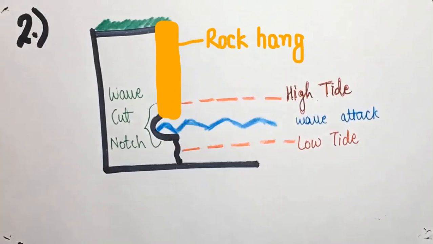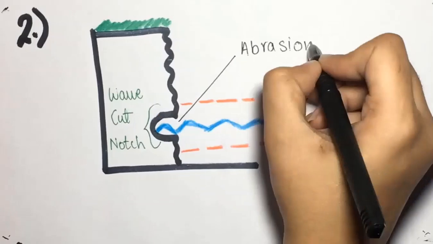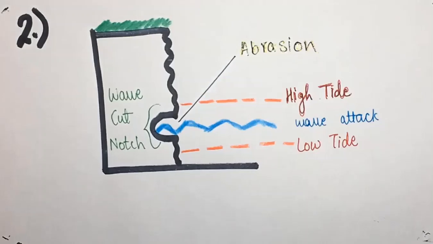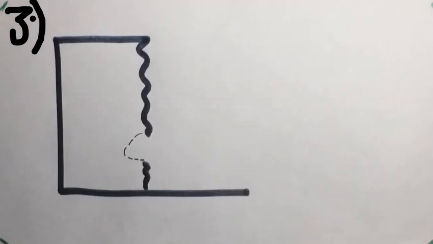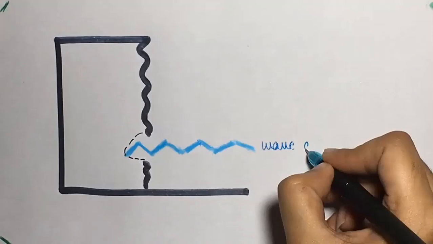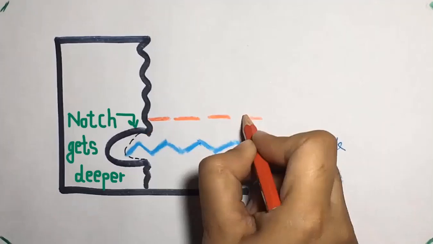The rock above hangs over the notch, while the cliff face is also affected by abrasion, as rock fragments are hurled against the cliff by breaking waves. Once the waves have removed all the loose rock and stone from the base of the cliff, they begin to undercut new rock face, which is exposed to wave attack. The notch gets deeper over time.